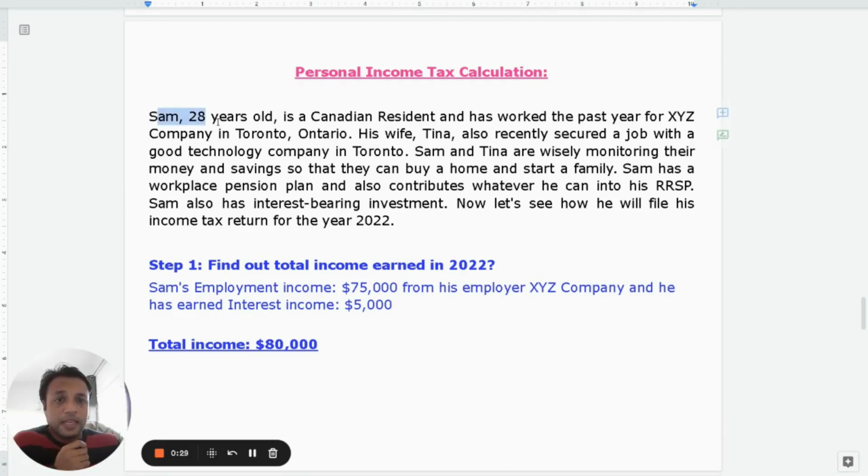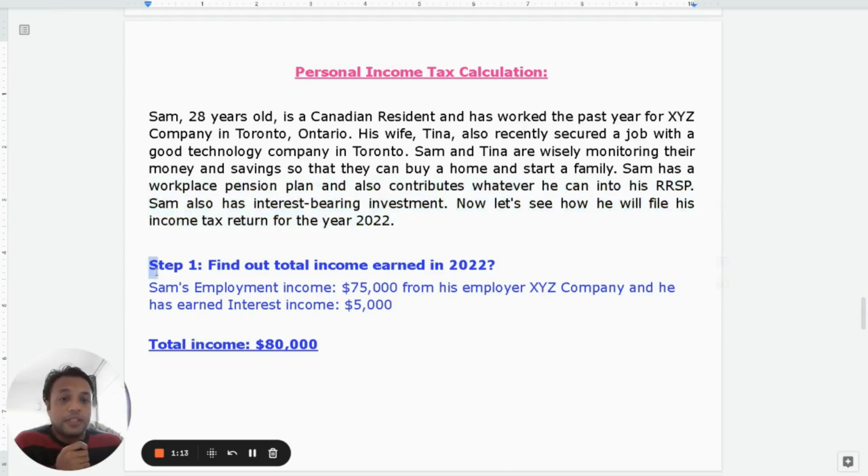Let's say Sam, 28 years old, is a Canadian resident and has worked for the past year for XYZ company in Toronto, Ontario. His wife Tina also recently secured a job with a good technology company in Toronto. Sam and Tina are wisely monitoring their money savings so that they can buy a home and start a family. Sam has a workplace pension plan and also contributes whatever he can into his RRSP. Sam also has interest bearing investment. Now let's see how he will file his income tax return for the year 2022.